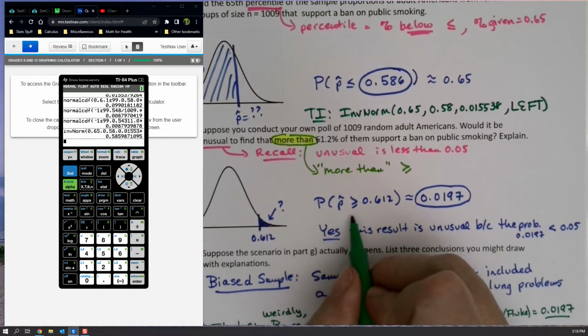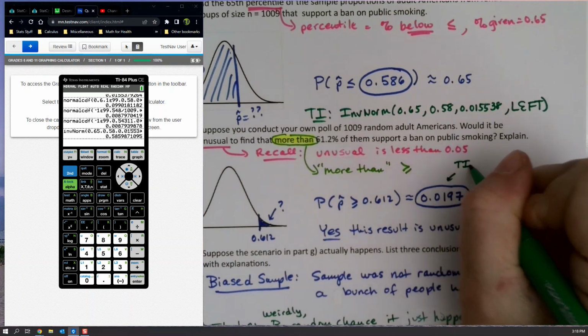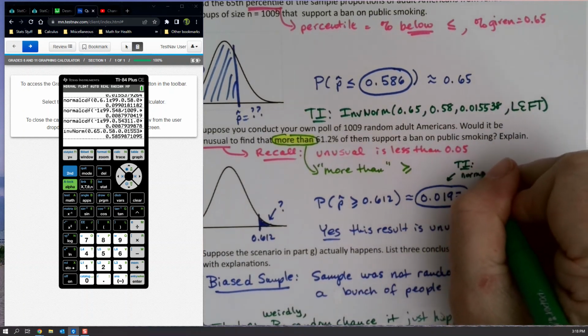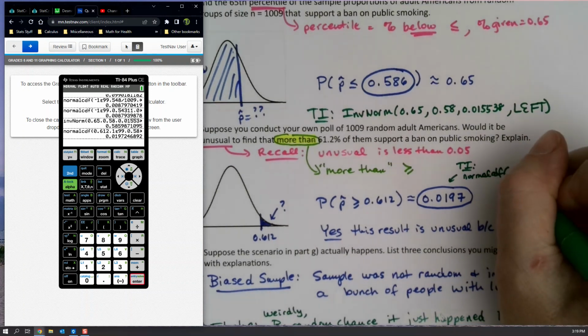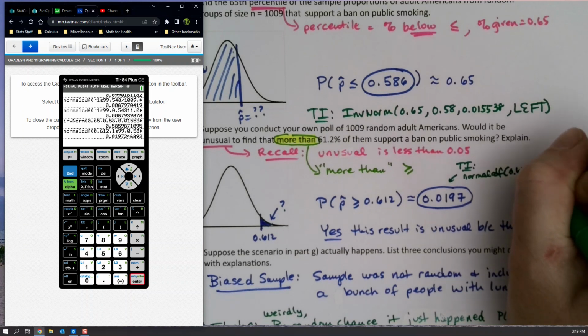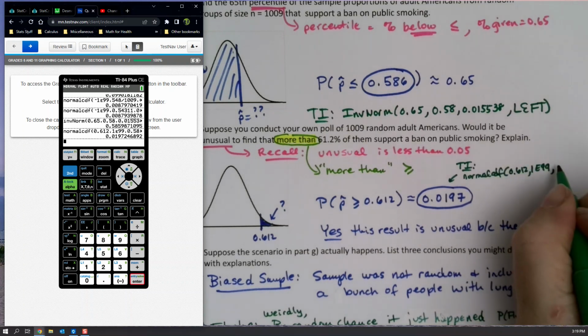Last one, I got to kind of squeeze this in here. So if you're, here, I'll put it up here. If you're on a TI, it's going to be normal CDF again. And you're going to start at 0.612. So we're going to do normal CDF, 0.612. We're going to forever, so 1E99. And then 0.58, 0.015538. And see, you get the same answer. So 0.612, 1E99. Oops, I'm running out of space. 0.58, comma 0.015538.